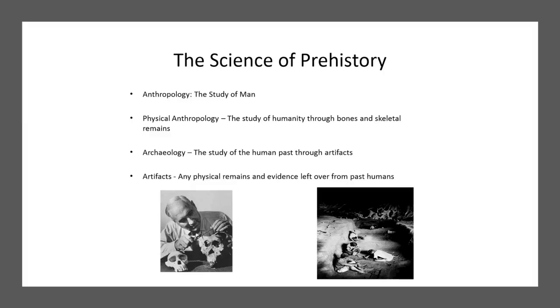A couple of things about this. The first thing you need to know is artifacts and bones can both be dated. Some of this can be done through what's called radiocarbon dating, which is a process by which you look at carbon-14. And carbon-14 is found in organic material, and it has what's called a half-life. So it decreases by half every roughly 5,000 years.